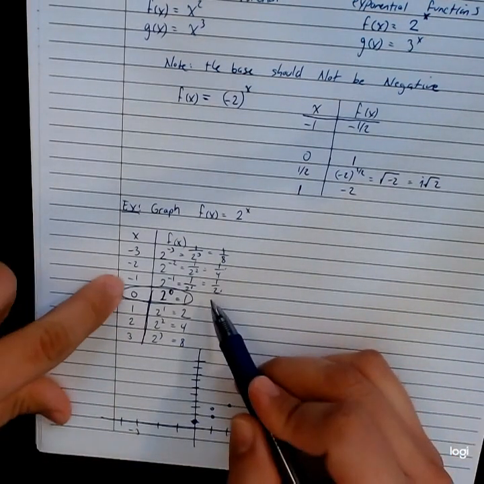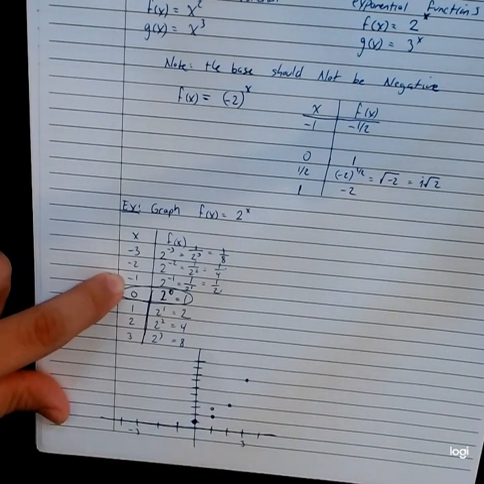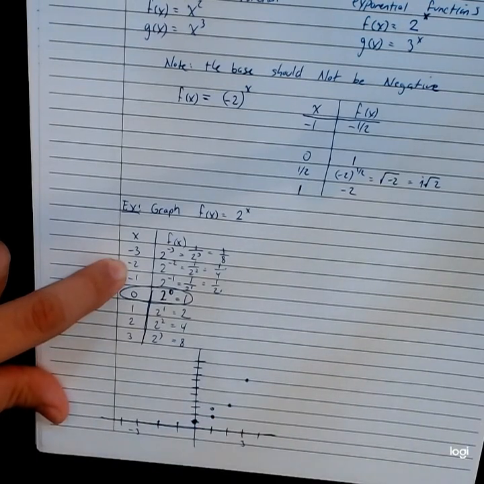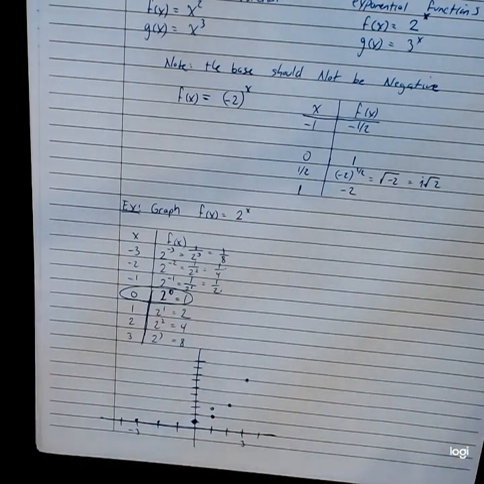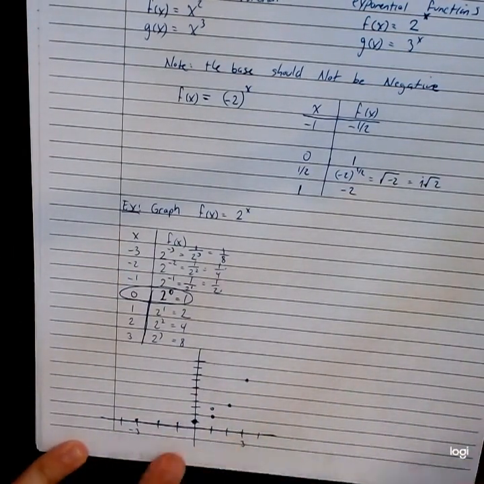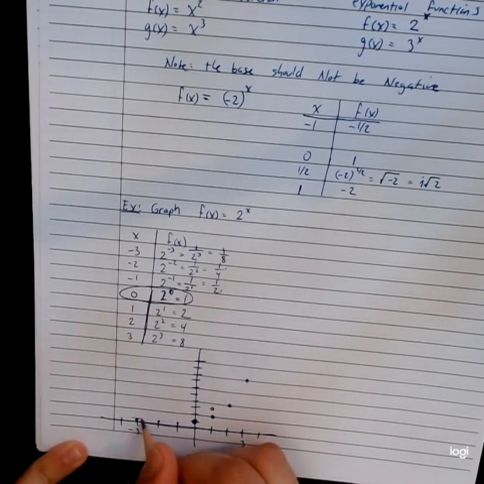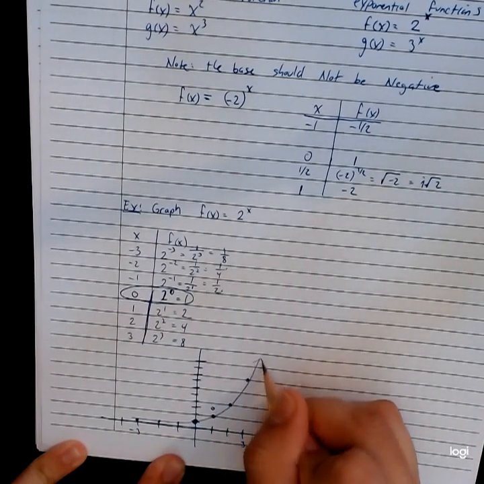If I plug in some negative numbers, if x is equal to negative 1, y is equal to a half. If x is equal to negative 2, y is equal to a quarter. And if x is equal to negative 3, y is equal to an eighth. All right. If I connect these dots, I end up with a graph. Here, ignore this one. That was a mistake. And we end up with this graph.